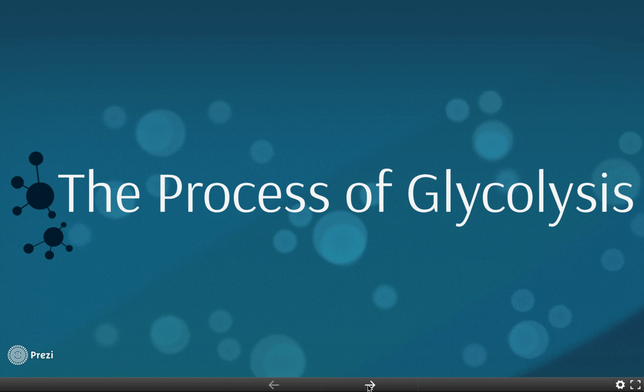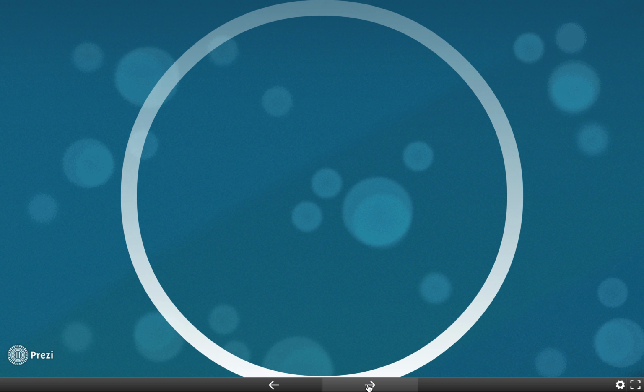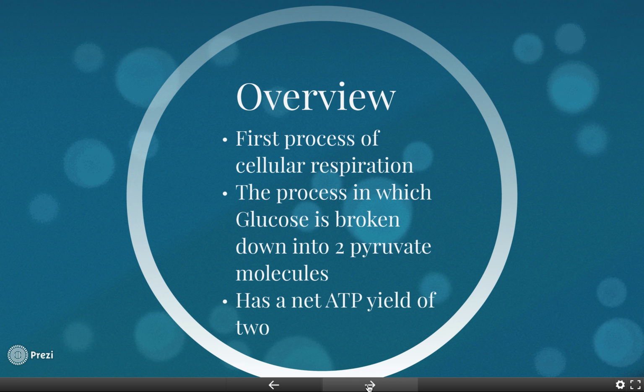And all glycolysis is, is that it's the first step of cellular respiration. After glycolysis happens, comes the Krebs cycle or the citric acid cycle, and then after that it leads on to the electron transport chain. But all glycolysis is, is the process in which glucose is broken down into two pyruvate molecules, and it has a net yield of 2 ATPs at the end because it produces 4, but it uses 2.